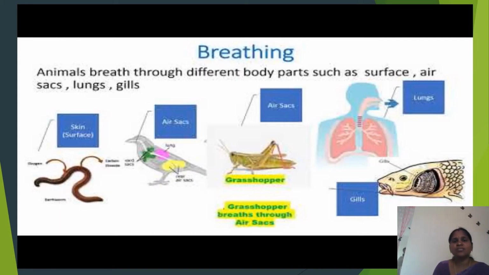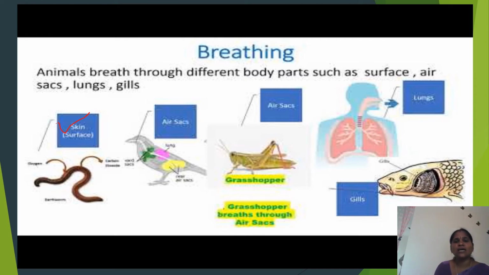Let us observe the picture, some of the breathing organs in animals. So animals breathe through different body parts such as the surface of their body, and some of the animals will use air holes on their bodies, and some of the animals will use lungs, and some of the animals will use gills. So in this picture, first observe this skin and surface of the animals. So with the help of the skin also some animals will breathe.